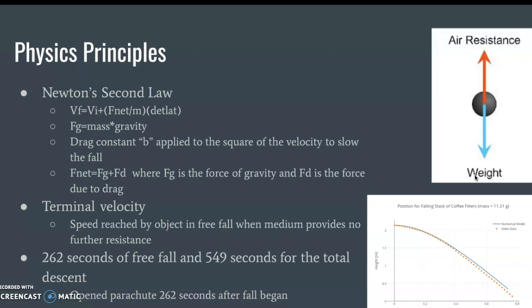A terminal velocity was also reached during the fall, and you can see this graphically on the right, where the terminal velocity is around where the line becomes linear during the fall. Terminal velocity is defined as the speed that an object reaches when the medium provides no further resistance. In this jump, Felix fell for a total of 549 seconds, where he opened his parachute at 262 seconds. So he had 260 seconds of free fall before the parachute was deployed.